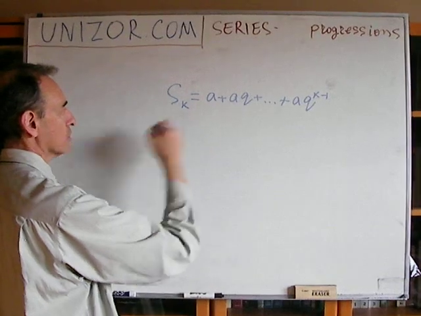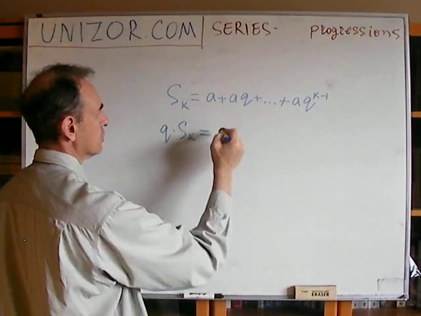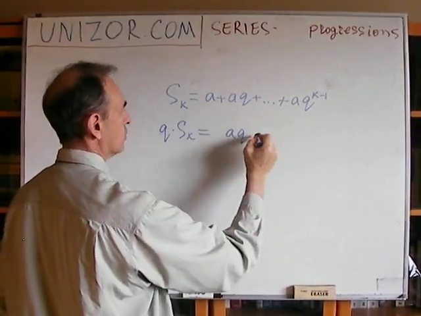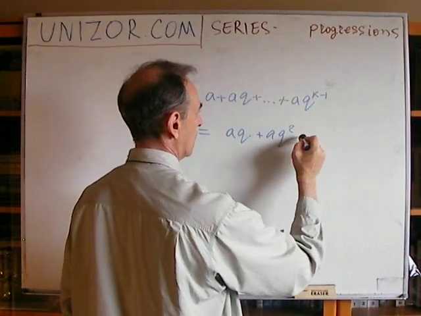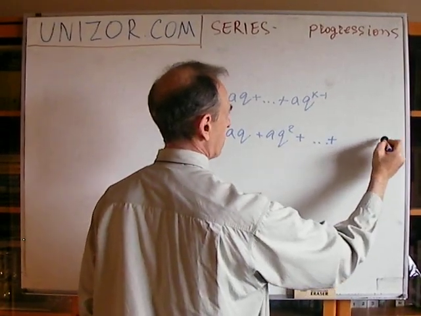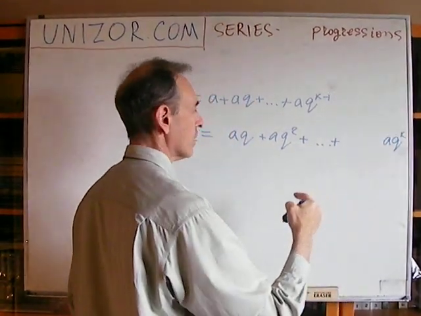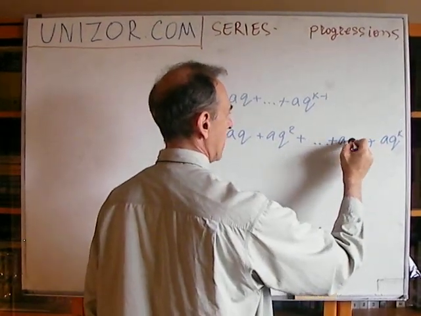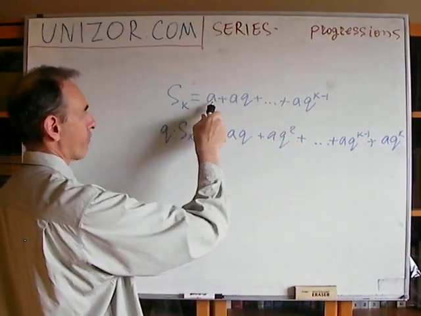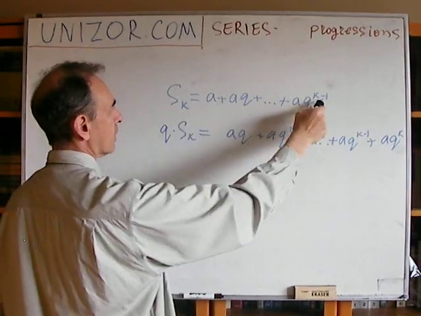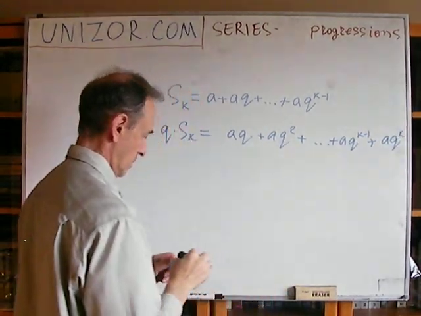I multiply by q this sum. So q times sk is equal to a times q, which is aq. A times q is aq squared. And so on, a q to the k minus 1 times q would be aq to the kth degree. And what is the previous member? Obviously, aq to the k minus 1. So my power is from 0 to k minus 1 in this case, but in this case, it's from 1 to k.